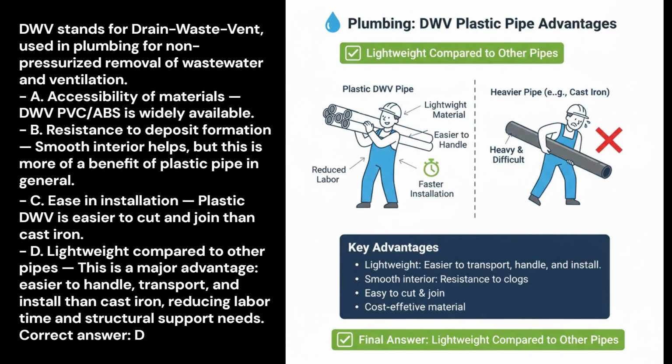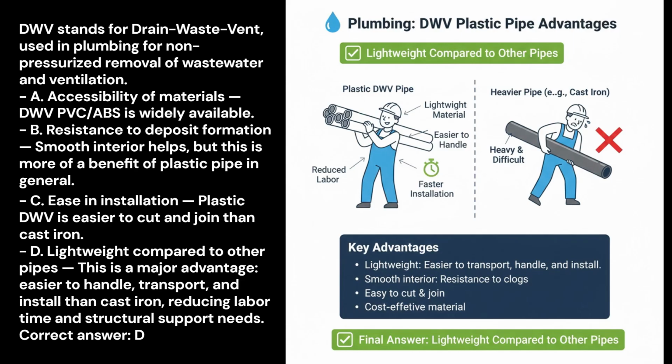A. Accessibility of materials. DWV PVC ABS is widely available, but this is not necessarily its greatest advantage. B. Resistance to deposit formation. Smooth interior helps, but this is more of a benefit of plastic pipe in general, not the top unique advantage for DWV. C. Ease in installation. Plastic DWV is easier to cut and join than cast iron, but this is related to weight and workability.